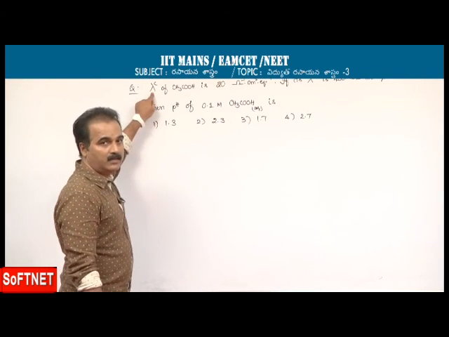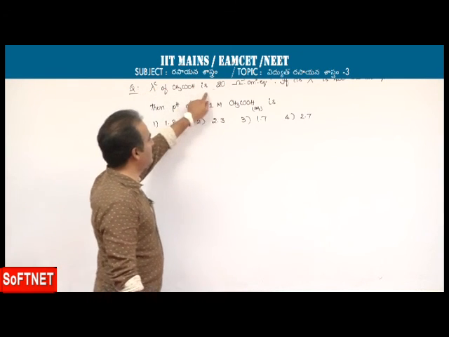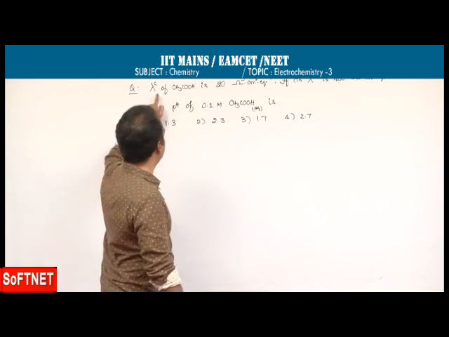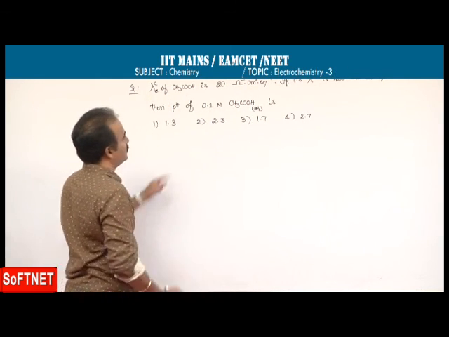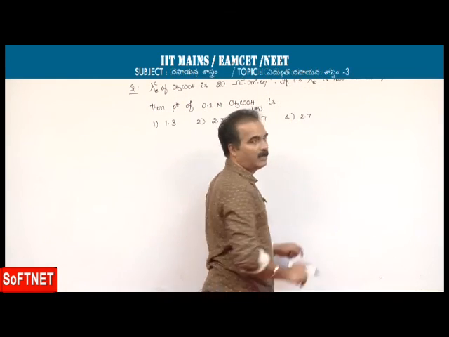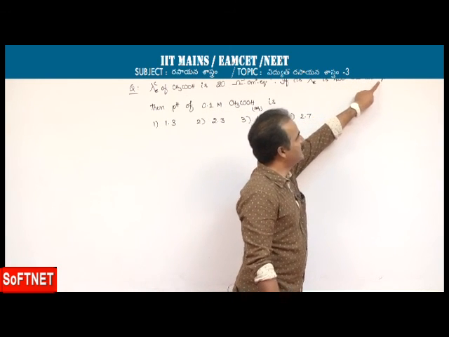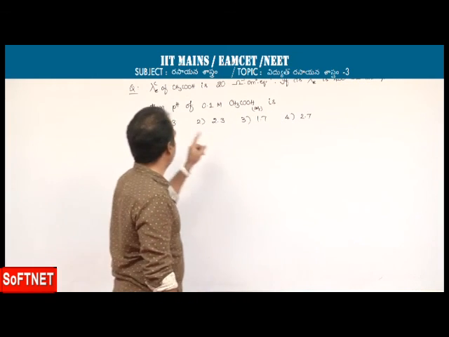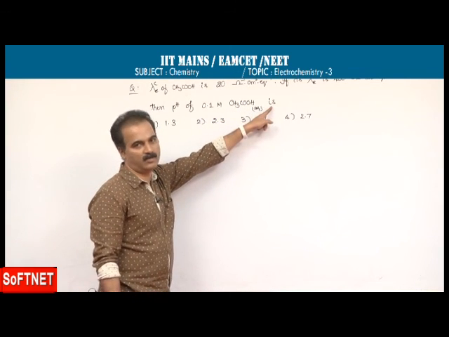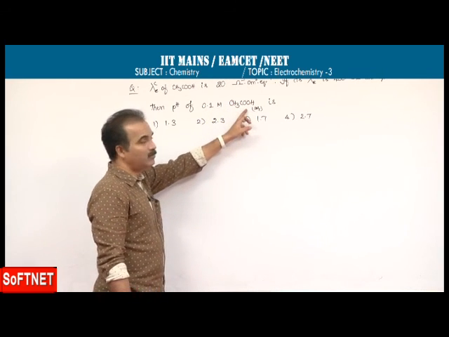The lambda C, meaning conductance of acetic acid at a certain concentration, is 20 ohm inverse centimeter square per equivalent. This is nothing but the equivalent conductance of acetic acid. If lambda infinity, that is equivalent conductance at infinite dilution of acetic acid, is 400 ohm inverse centimeter square per equivalent, then the pH of 0.1 molar acetic acid solution is how much? So, he is asking the pH of 0.1 molar acetic acid. You know it is a weak acid.